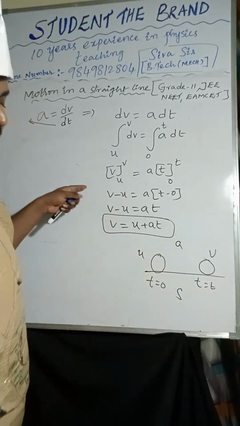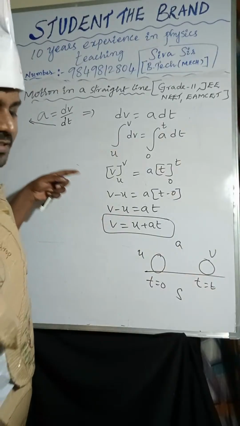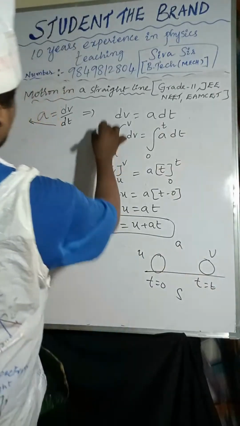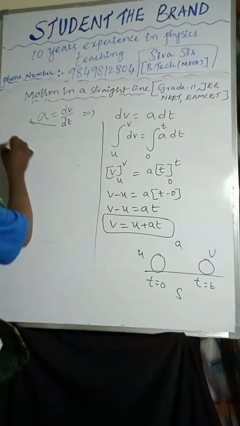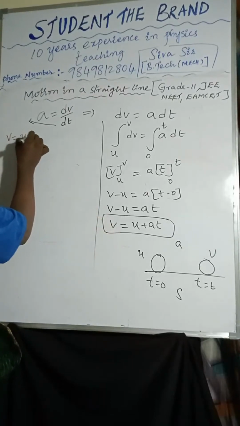So that is the first equation of motion. Coming to the next equation of motion. Here we are taking the same formula, v equal to u plus at.